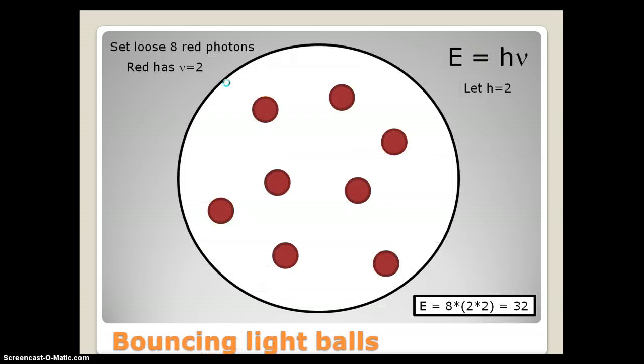So I want to use an example of bouncing light balls. We're going to say that this outer circle is our black body, and we're going to set 8 red photons loose inside of this. We're going to say each red photon has a frequency of 2, and we're not going to worry about units here. We'll say they have a frequency of 2, and we'll let h equal 2. So that we can do a simple calculation: the total energy of all of these is, there's 8, and the energy of each one is h times the frequency of 2, so it gives us a total energy of 32. Now, by conservation of energy, we know that anything resulting from this cannot have an energy that is larger than 32.